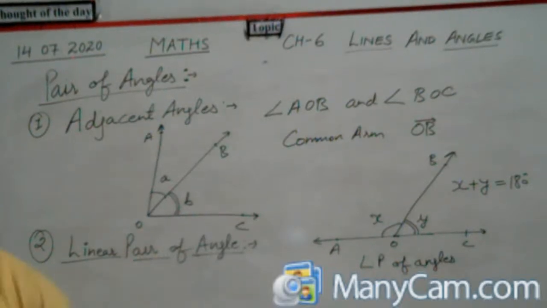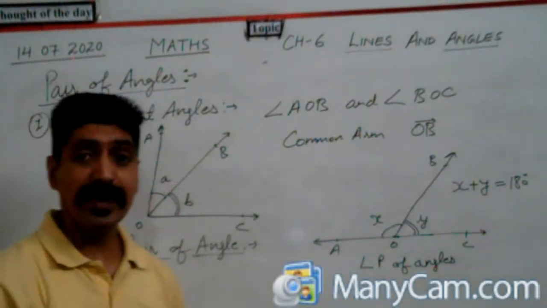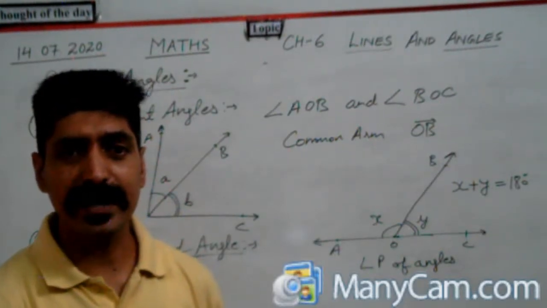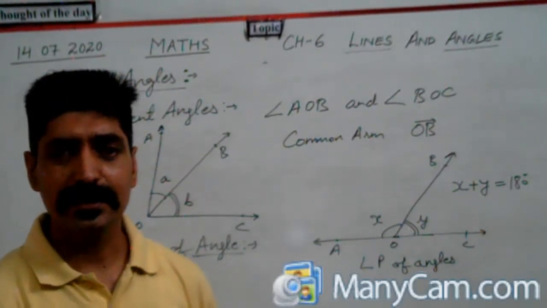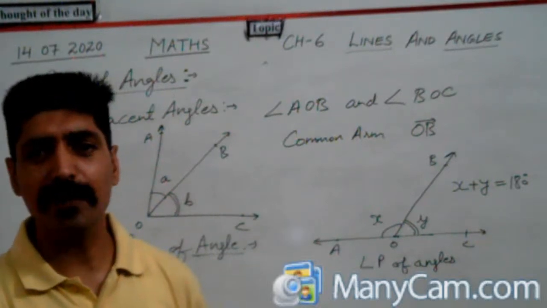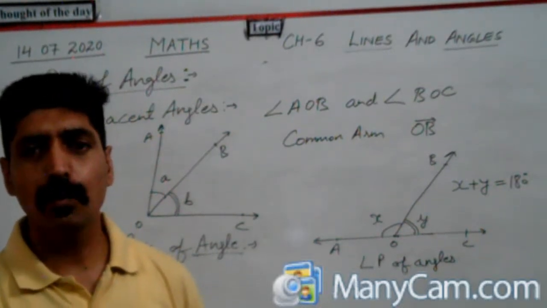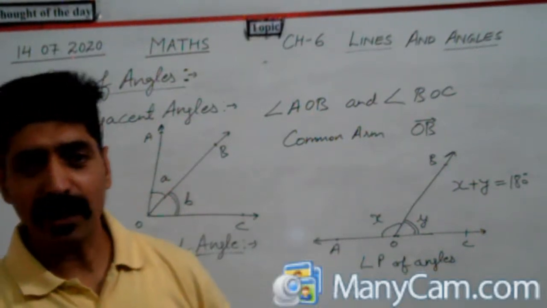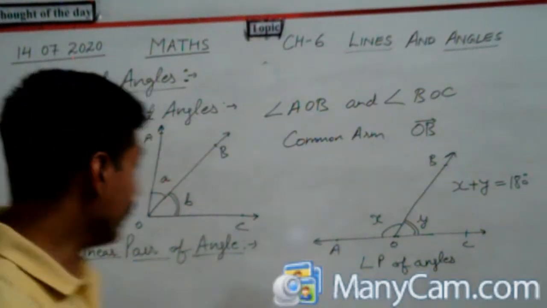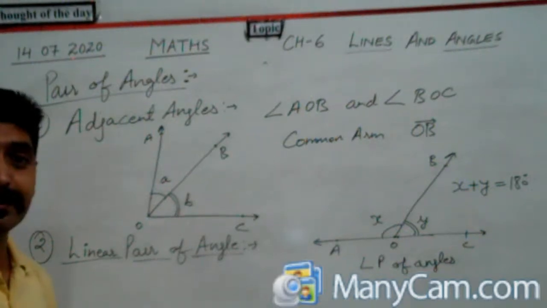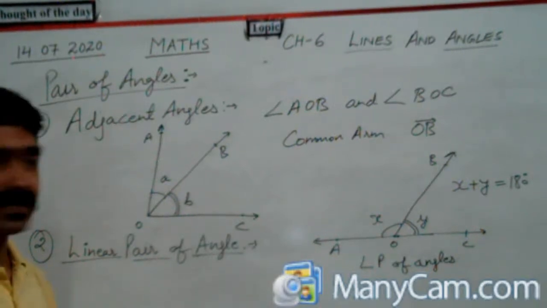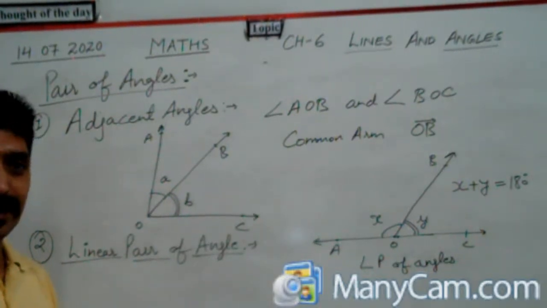Right? So next, when we have two lines intersecting each other, then the opposite pair of angles are called vertically opposite angles. We also got this linear pair of angles, and with that, vertically opposite angles. So we have studied in your previous classes the vertically opposite angle also.